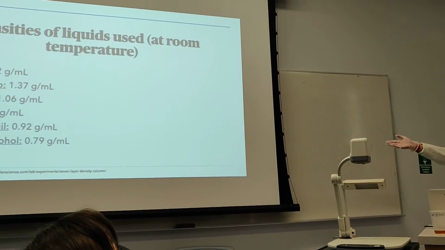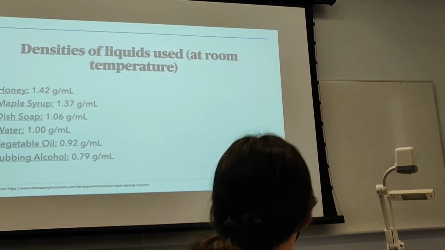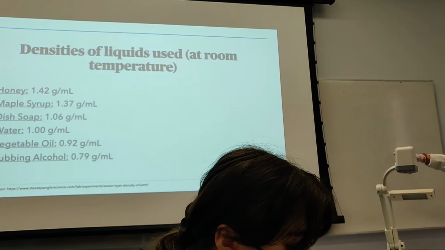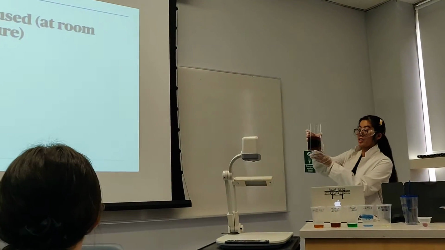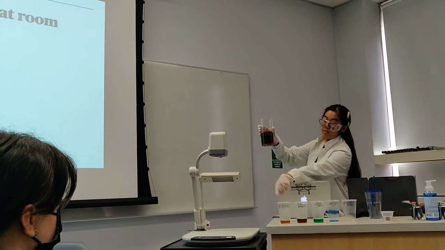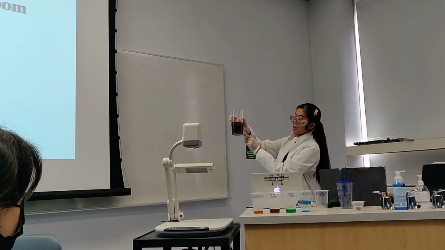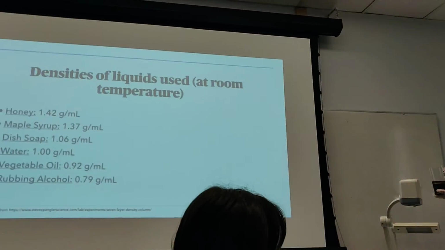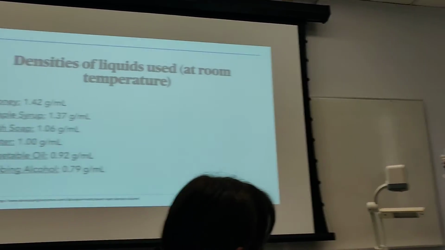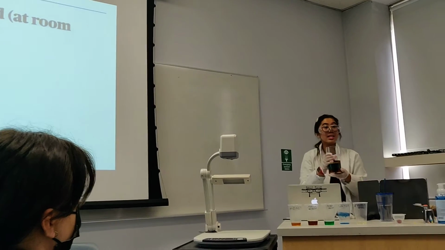And so we can see the different densities of our liquids shown here on this projector. Honey has the highest density. That's why honey is at the very bottom, and you can see the yellow color of honey at the very bottom here, whereas rubbing alcohol is at the very top, meaning that it's able to float above all the other liquids. And so we can see that it's because of densities that we get these layers of liquids.